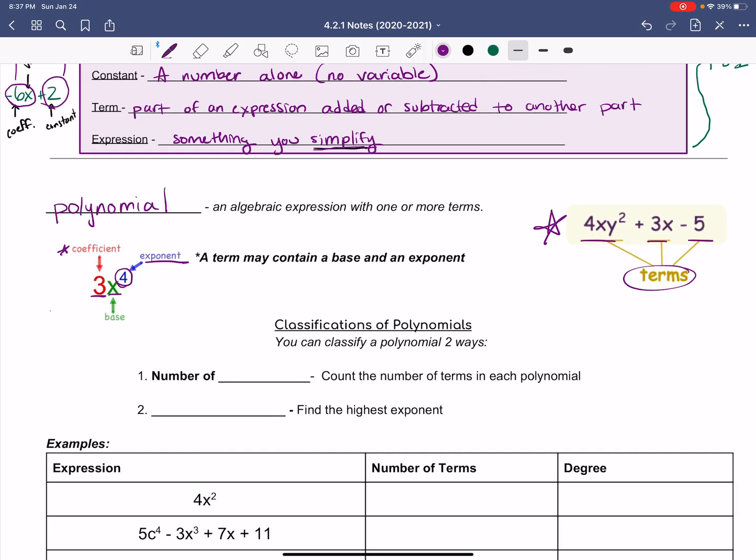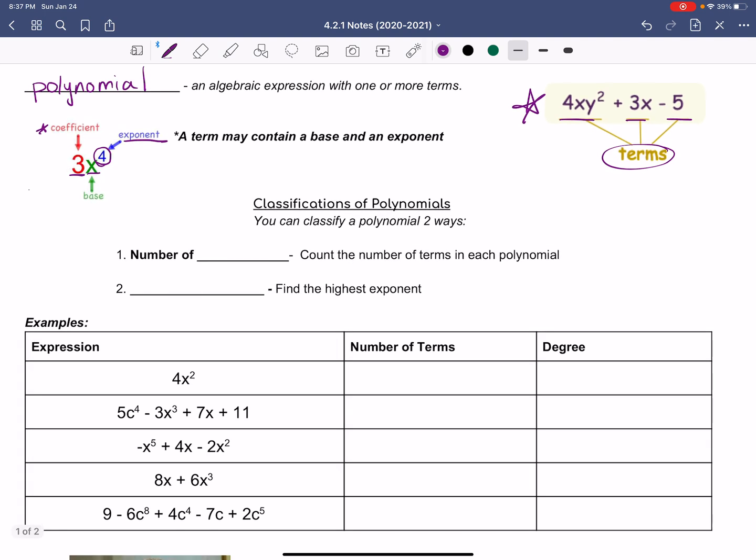All right, now there are two ways to classify a polynomial. You can classify a polynomial by the number of terms, so how many things are separated by a plus or a minus, and by the degree. Now the degree, this is a new one. We hadn't seen this vocab word yet. This is the highest or the largest exponent. So you're going to look for that little number and try and find the largest little number. And I'll show you what I mean in a couple examples here.